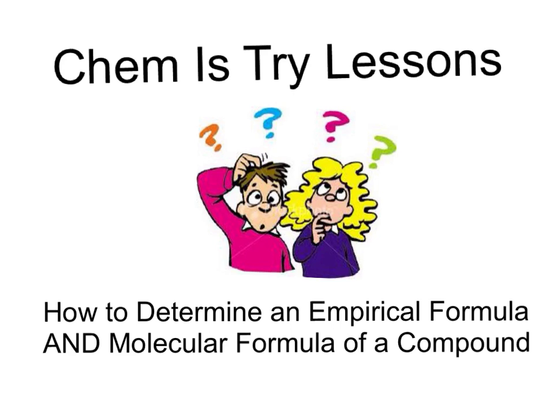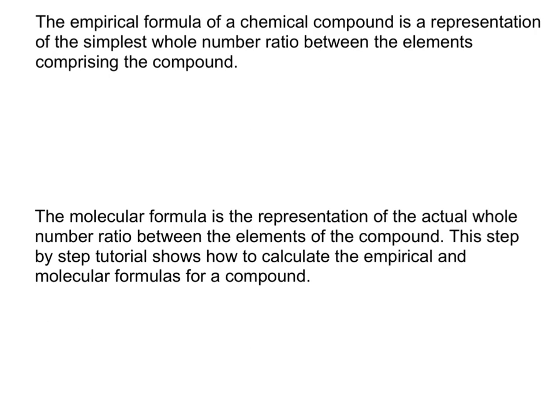Chemistry lessons. How to determine an empirical formula and a molecular formula of a compound. First, the definitions. An empirical formula of a compound is a representation of the simplest whole number ratio of the moles between the elements in this compound. The molecular formula is the representation of the actual number of moles in the compound.